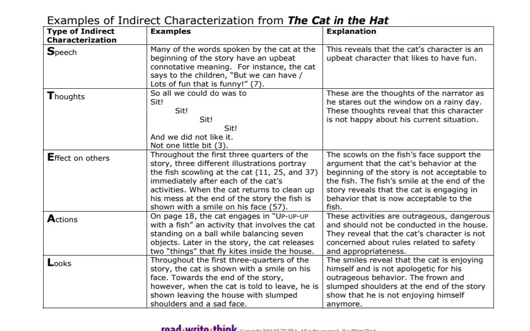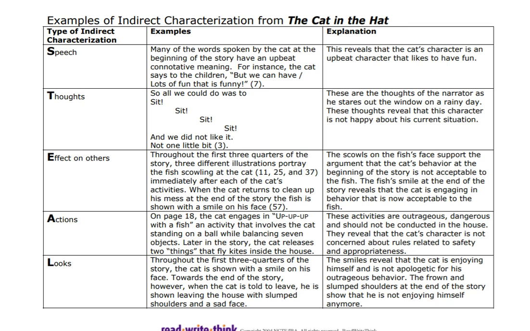We can also tell about the cat through what the cat thinks. For example, "All we could do was to sit, sit, sit, sit. And we did not like it, not one little bit." So these are the thoughts of the narrator as he stares out the window on a rainy day. These thoughts reveal that his character is not happy about his current situation. The author didn't directly tell us that he didn't like his situation, but through the inferences we make as readers, we can figure that out, because he's saying that he didn't like just sitting and looking out the window. So we know he's bored.